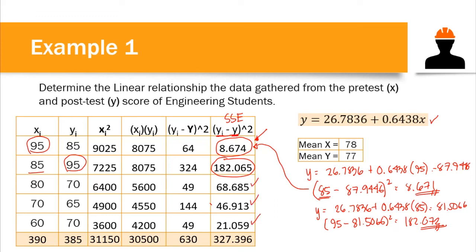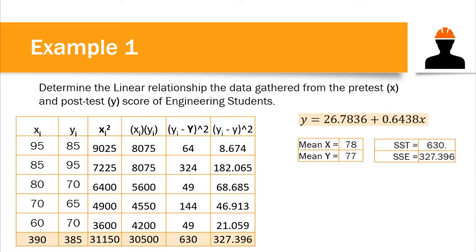So we have now the SSE as the summation of all these values, that is the sum of squared errors, which is 327.396. So we have here SST, which is 630, and SSE here is 327.396. Okay, so we can now compute the coefficient of correlation using this formula. R is equal to the square root of SST minus SSE over SST.